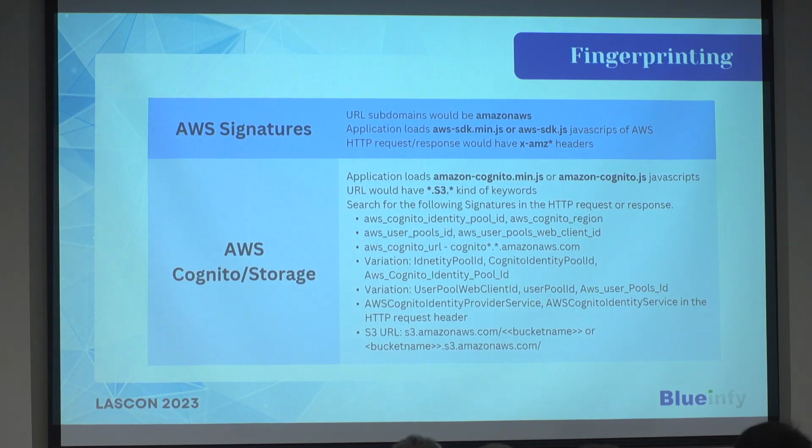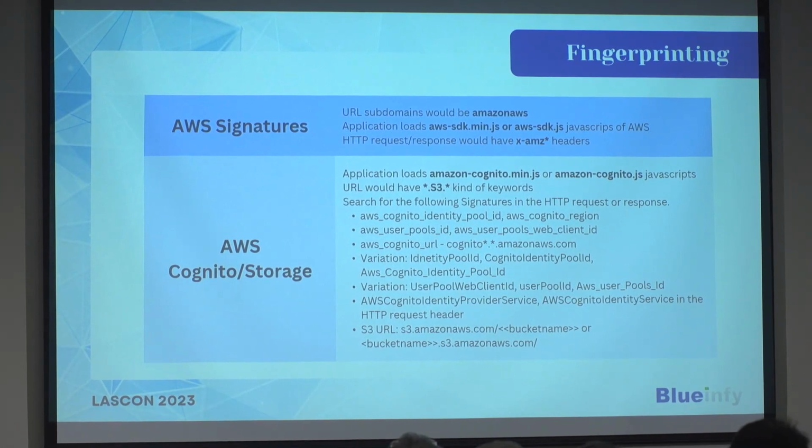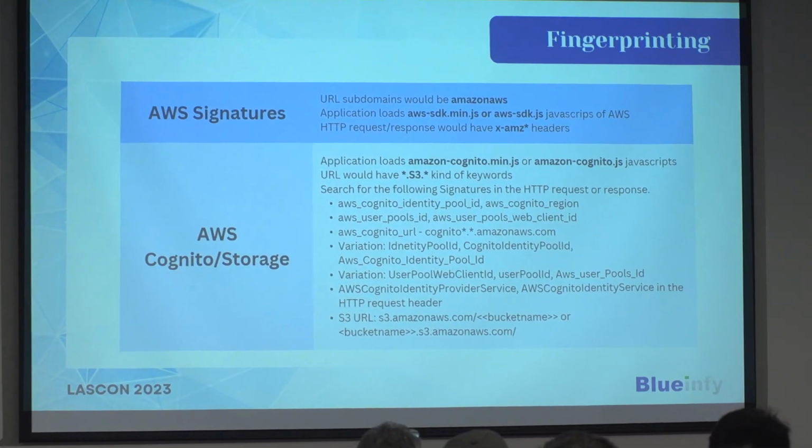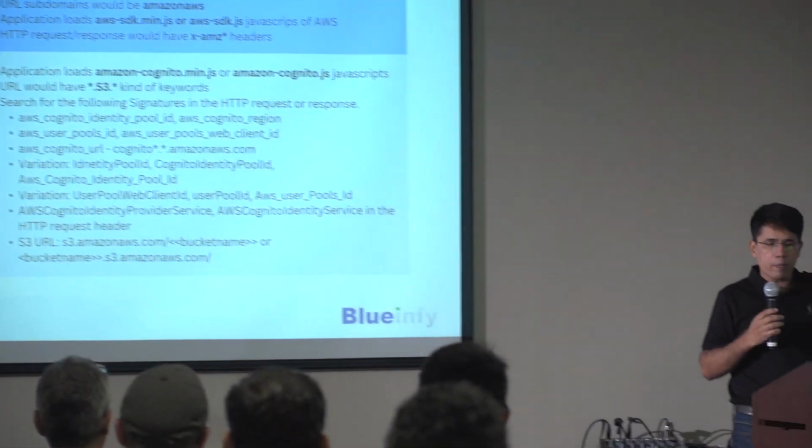If the application is using any Cognito or storage, then it would have the Amazon Cognito JavaScript library being included, or certain IDs. If you use Cognito, then it has an identity pool ID and user pool ID. There are certain variable names. Those are a part of your JavaScript, baked inside the JavaScript. You can't see that on your web page.